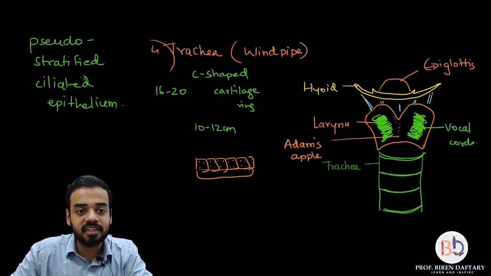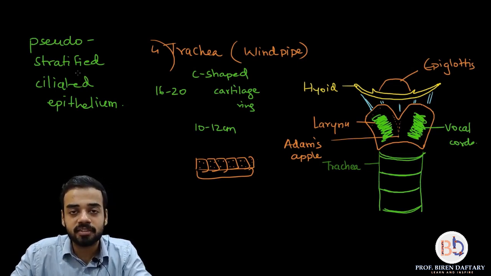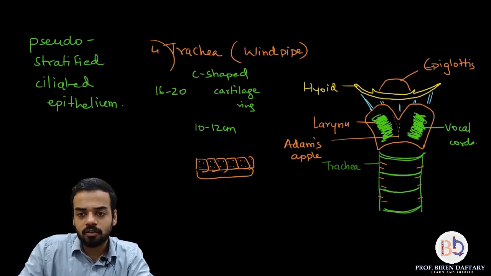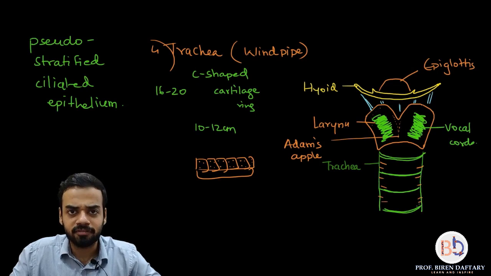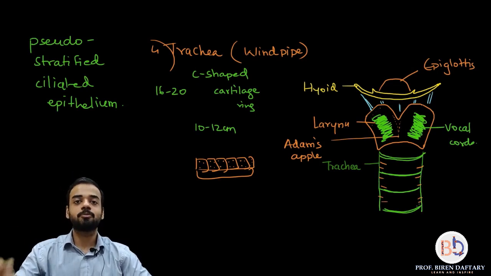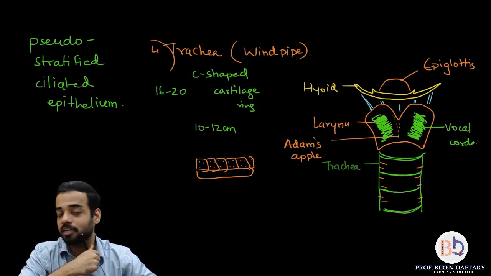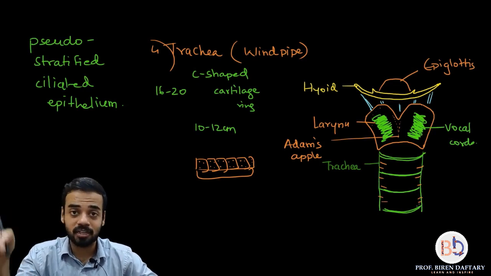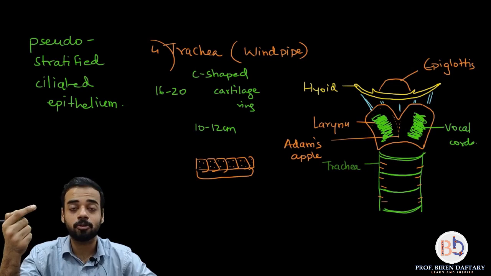Why is the word ciliated used over here? Because cilia are present. I guess everybody knows what cilia are. Cilia are hair-like processes present inside, and they help in movement. So what do you need to move in the trachea? Wind? No. Suppose dust particles go into the trachea, you don't want to let them enter the lungs, right? Because they will get deposited and you will have respiratory problems.